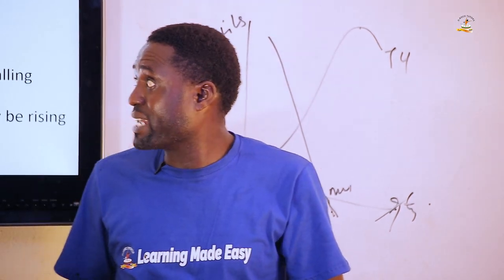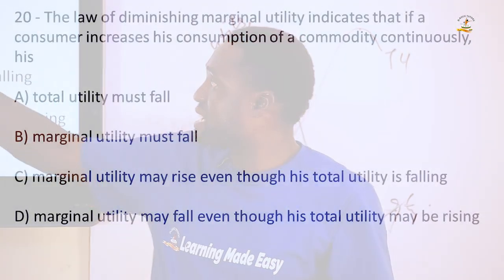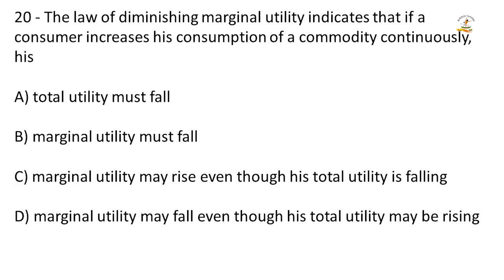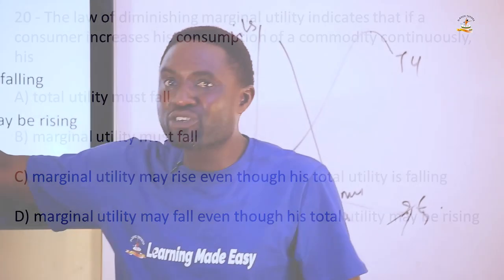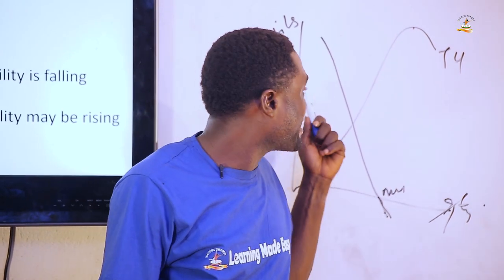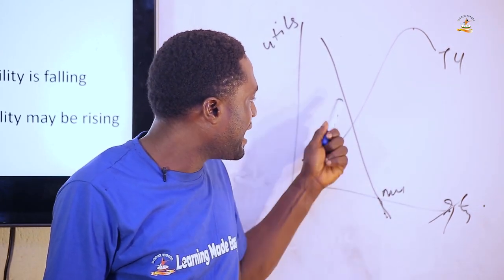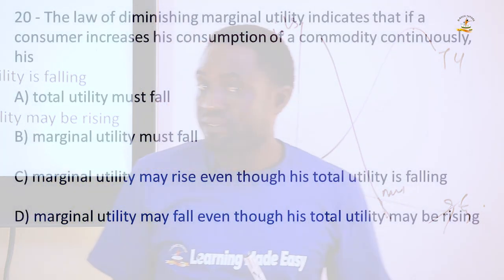So the answer to that, the law of diminishing marginal utility: if a consumer increases his consumption of a commodity continuously, the marginal utility must fall. And that is why we can see it in this diagram. Marginal utility. So that is it. The answer to that is B.